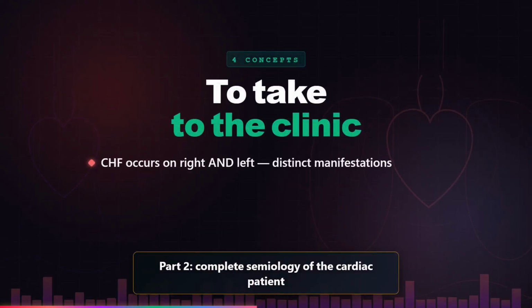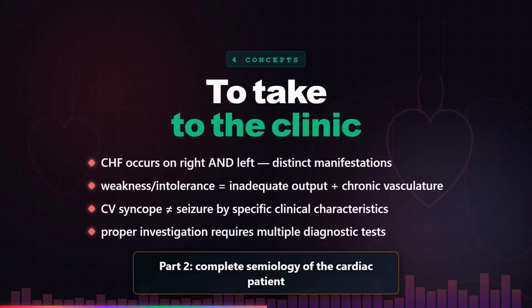In the second part of this presentation, we will dive even deeper into the specific clinical manifestations. We will address the specific cardiovascular causes of syncope, including arrhythmias and flow obstructions. We will explore in detail the respiratory manifestations of cardiac disease, particularly cough and dyspnea, and how to differentiate them from primary pulmonary causes. And, crucially, we will study the complete cardiovascular semiological examination, learning how to perform proper inspection, pulse palpation, jugular venous pressure assessment, and systematic cardiac auscultation.